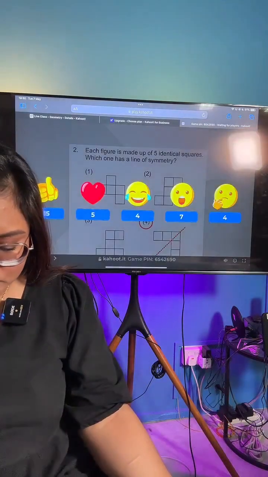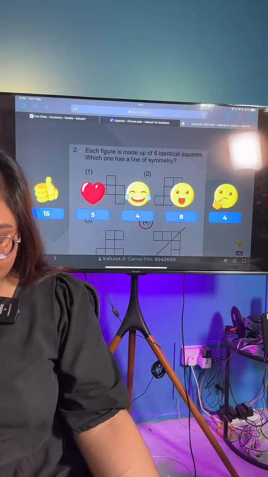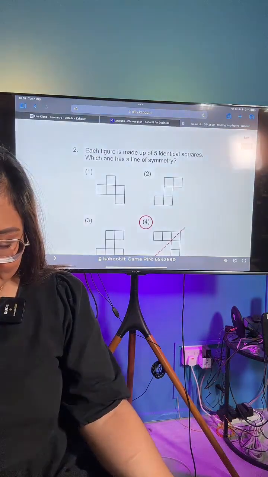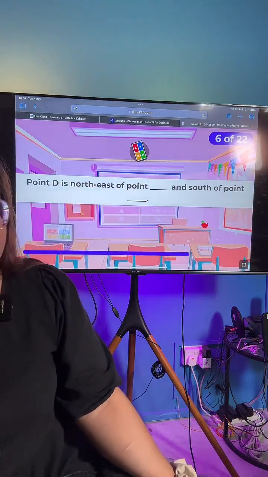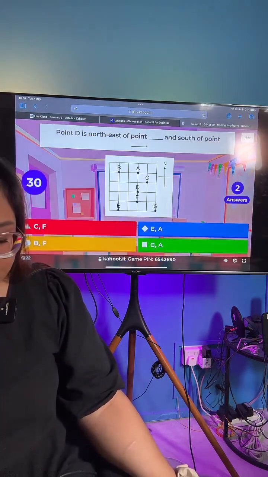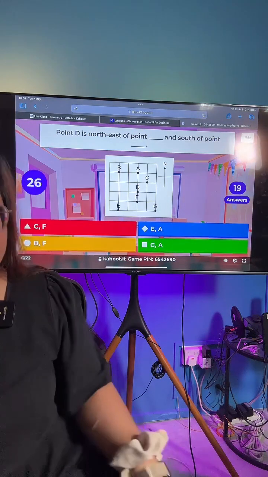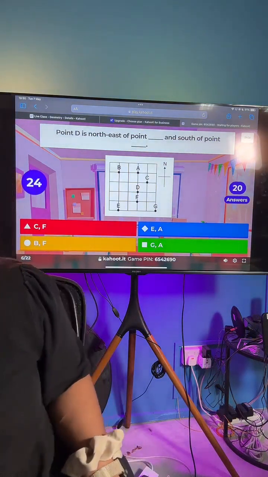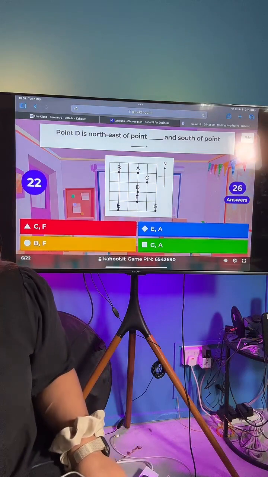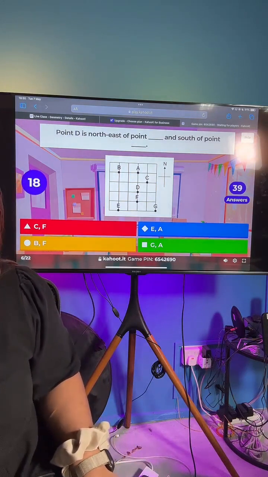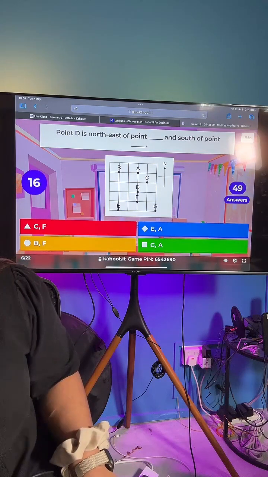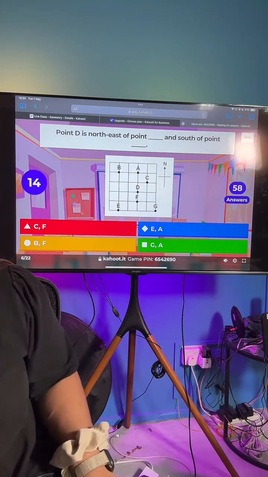Let's go. Ooh, here are some reactions here. Nice. Okay, let's go. Question number 6. Point D is northeast of which point and south of which points? You have 15 more seconds.